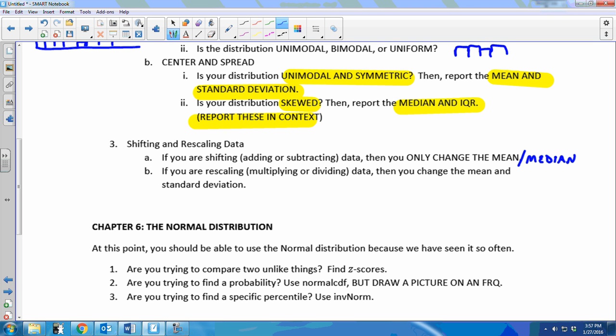If you're rescaling, multiplying or dividing data, then you change the mean or the median, depending on what you're talking about, and the standard deviation or IQR, depending on what you're talking about. Because if you're multiplying or dividing, you're changing the shape. So you're changing the center, and then you're changing how spread apart it is.